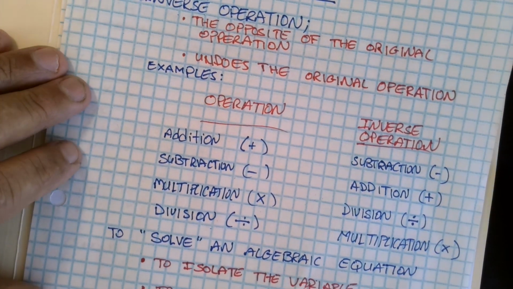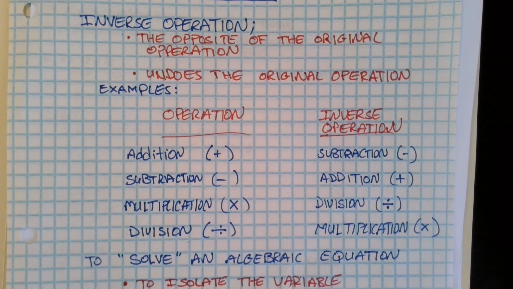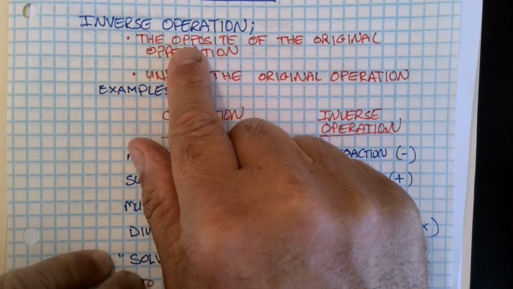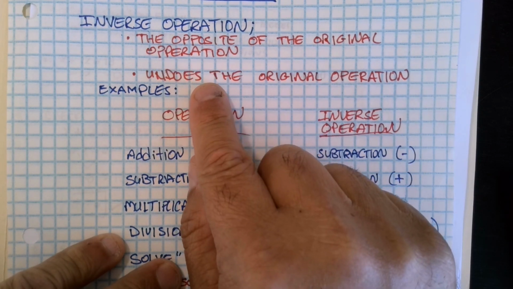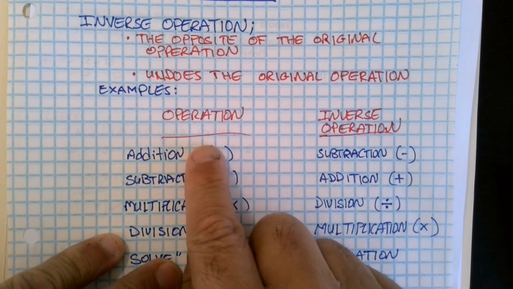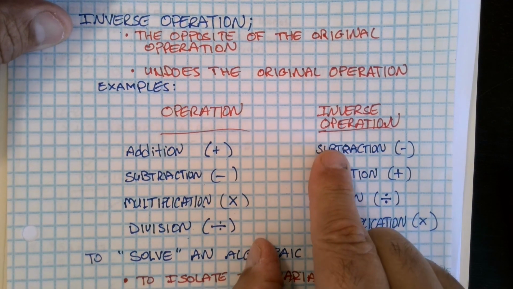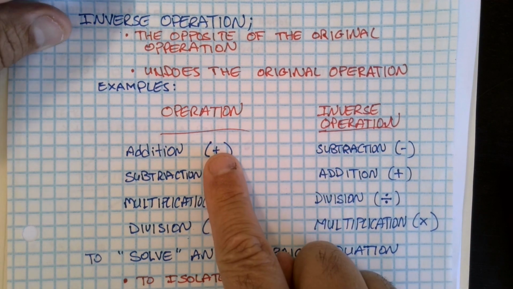Before we do that, I want to introduce a topic to you if you haven't heard it already. It's called inverse operations. The inverse operation is the opposite of the original operation, and we'll talk about that in a second. It undoes the original operation. So here's a list. This is the original operation, and this is the inverse operation. It undoes the original operation.